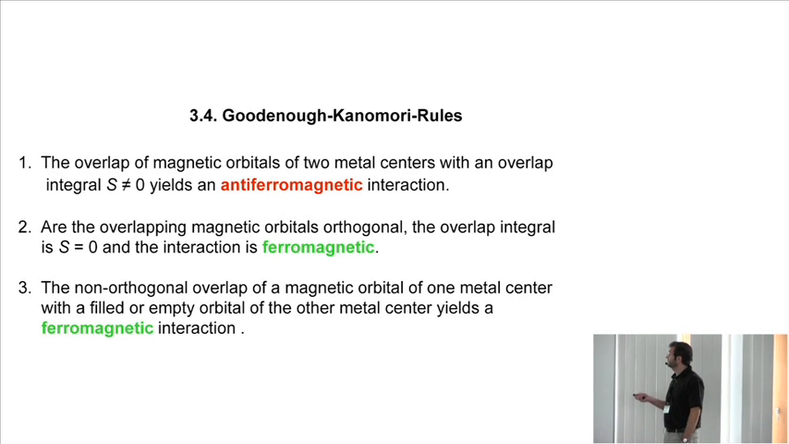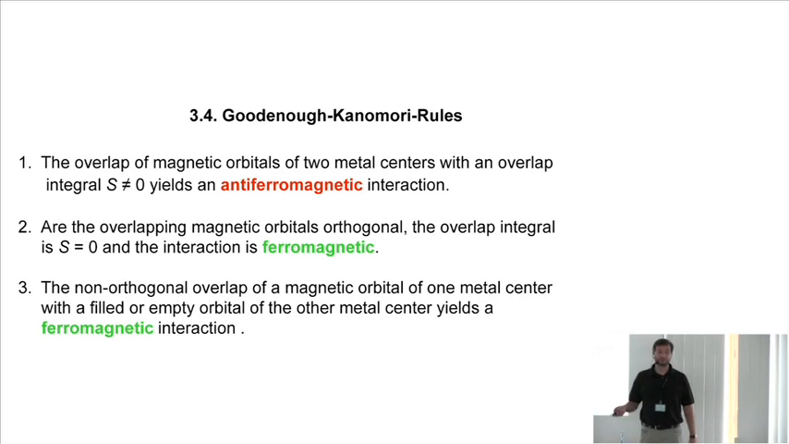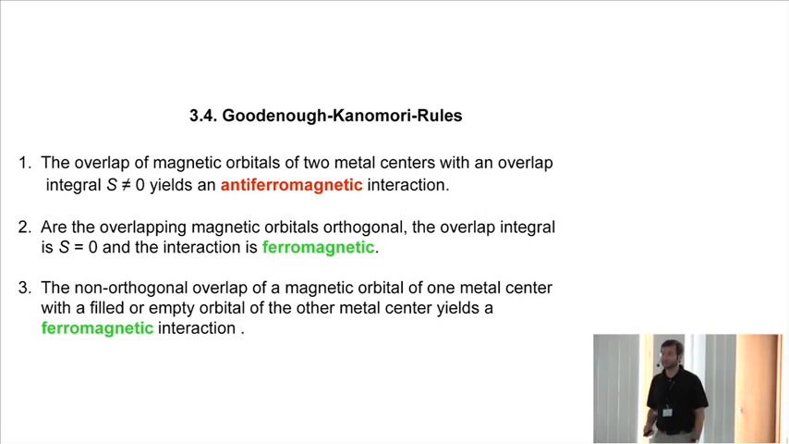And then there's a third one, more difficult, the non-orthogonal overlap of a magnetic orbital of one metal center with a filled or empty orbital on the other metal center yields also a ferromagnetic interaction. If you want to understand this, come after this lecture to me and I explain to you.